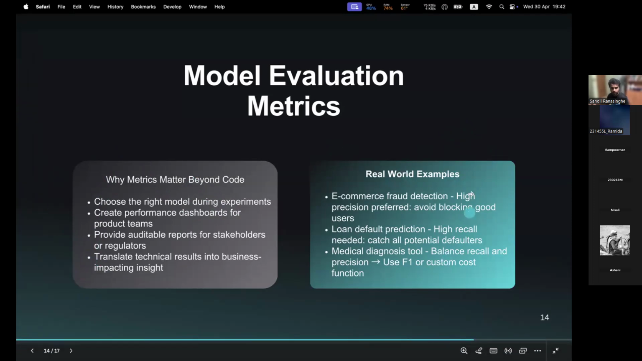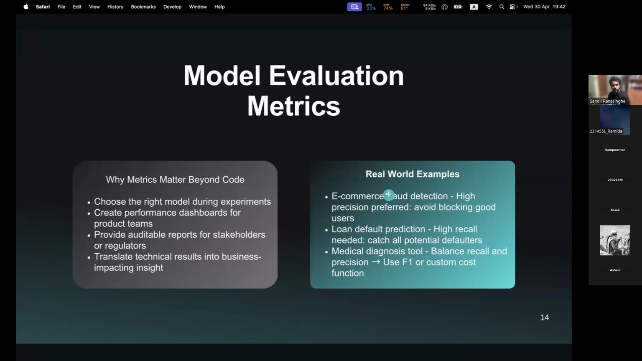So for example, here are some real world examples. In e-commerce fraud detection, you want high precision. You want to avoid blocking good users, so you don't want false positives. Maybe it's okay if some frauds are not detected, as long as you don't actually block legitimate users.